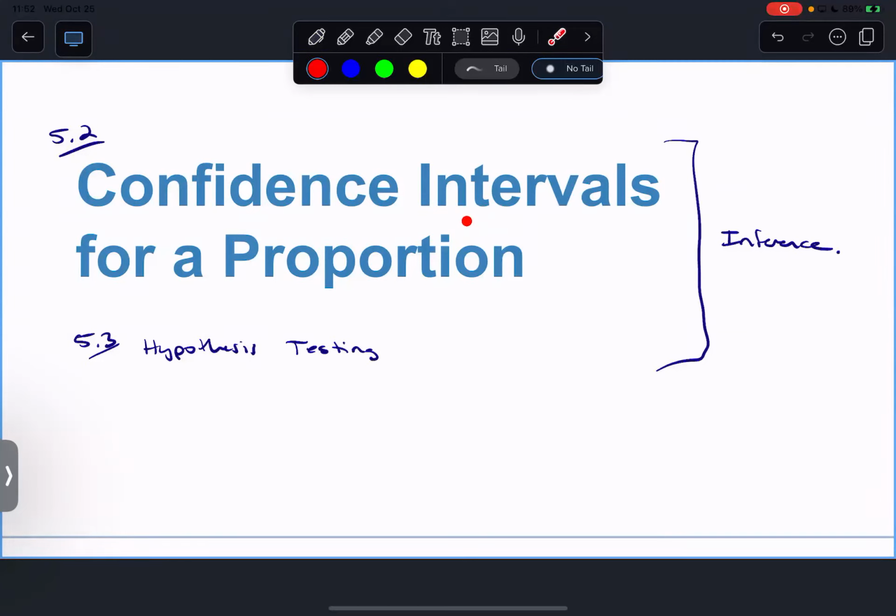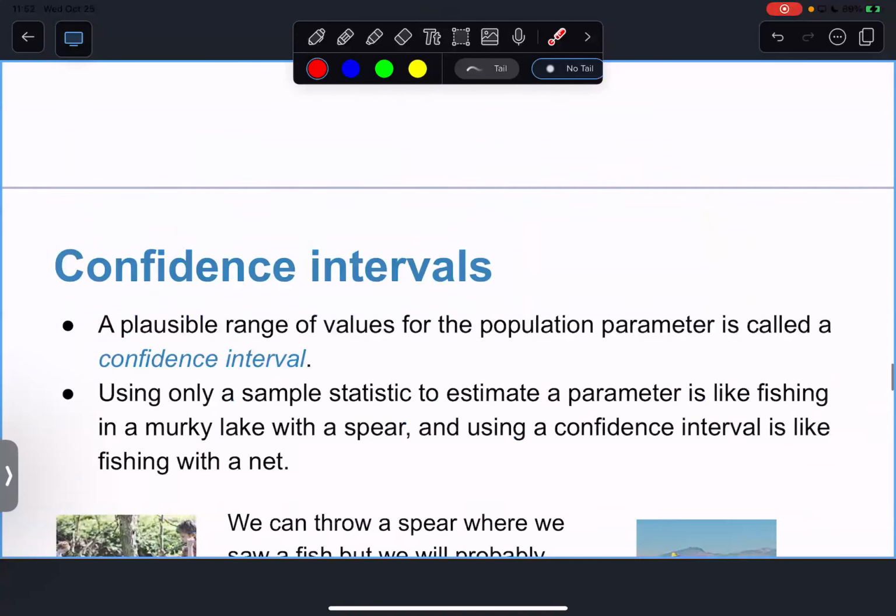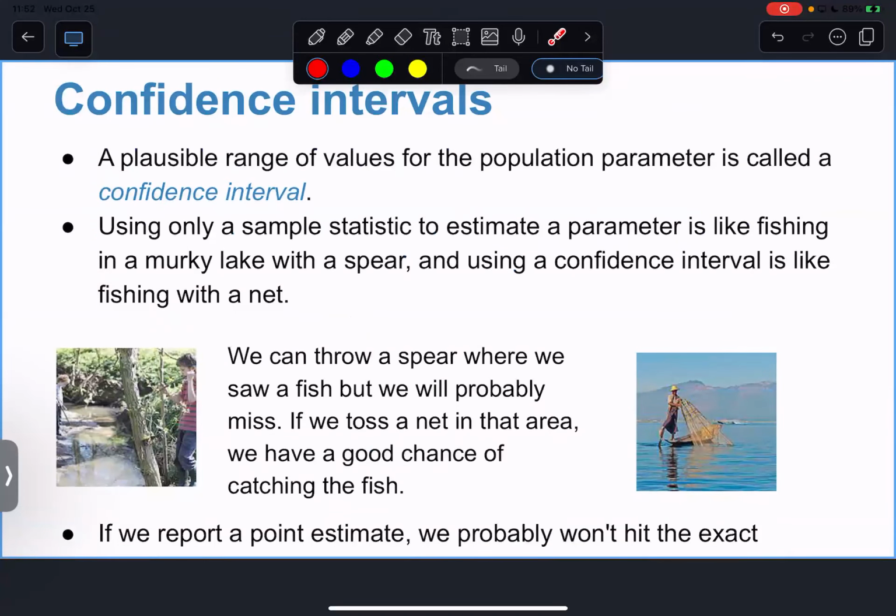So we'll start with confidence intervals today, and then we're introducing hypothesis testing on Monday. Like I said, intuitively, we use confidence intervals just by default. I have some best guess, I put on some buffer bounds, and then I have a confidence interval. A plausible range of values for the population parameter is called a confidence interval.